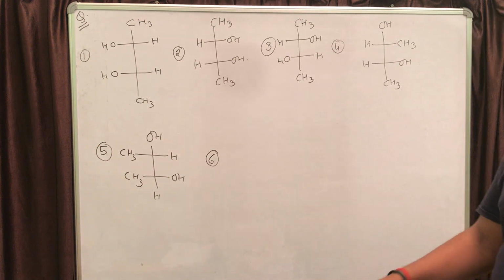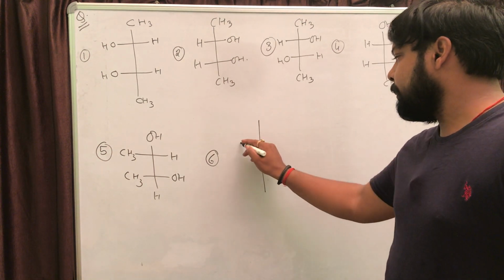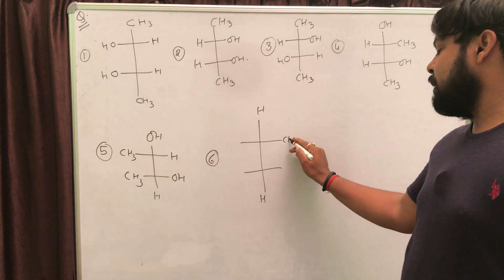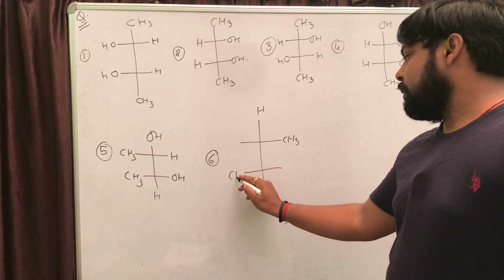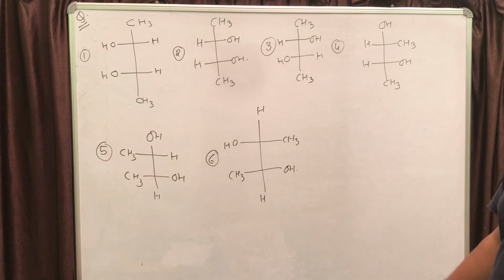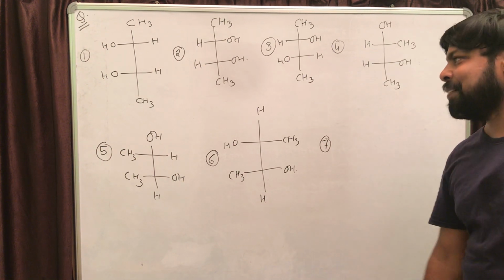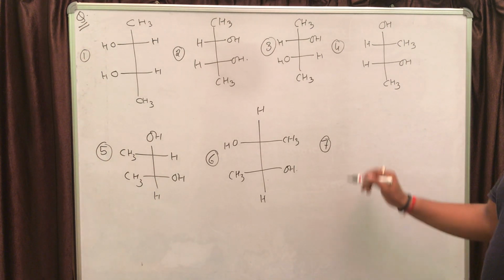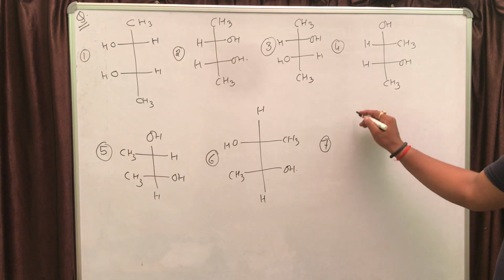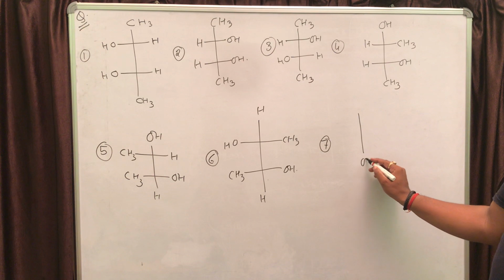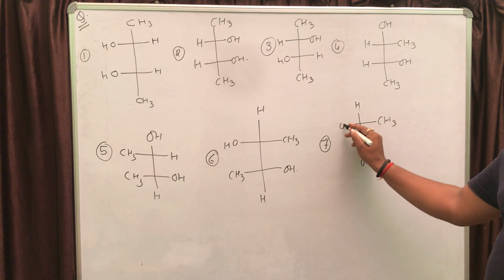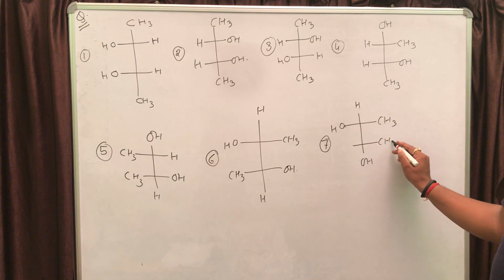Sixth compound is something like, let's say H and H, CH3, OH and OH. Now seventh compound, let me draw the last structure. Let's say I have OH on the bottom side, H on the above side. It is CH3 and OH and CH3 and H.